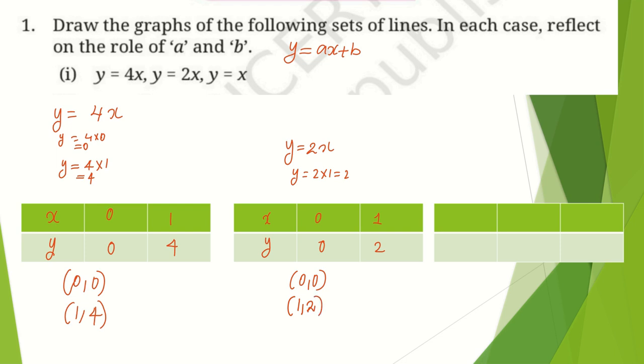Is that clear? Now for the next one, y = x. If x is equal to 0, y will be 0. If x is equal to 1, y will be 1. If x is equal to 2, y will be 2. Like that, the coordinates will be (0, 0), (1, 1) and (2, 2). Now let us plot these values onto the graph. So let us take a graph.